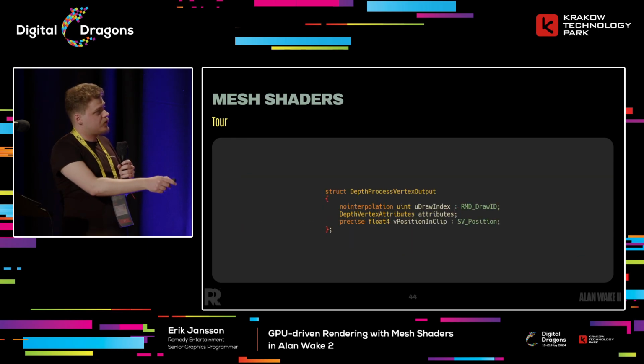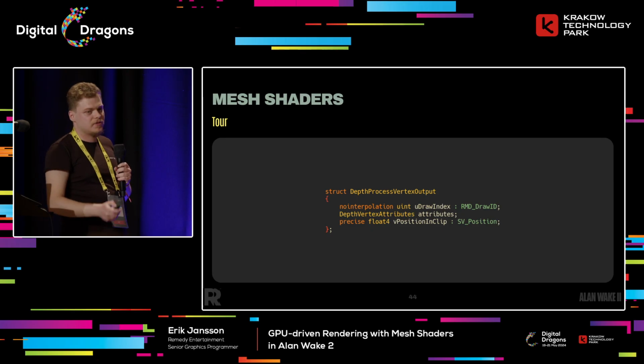This is that depth process vertex output thing, and you can see that we have the position here, we have draw index, and we have attributes. In our case, this attributes is just UV coordinates, because this is just going to draw alpha-tested stuff, and this is just depth. So this is really one of the simplest mesh shaders you can make.